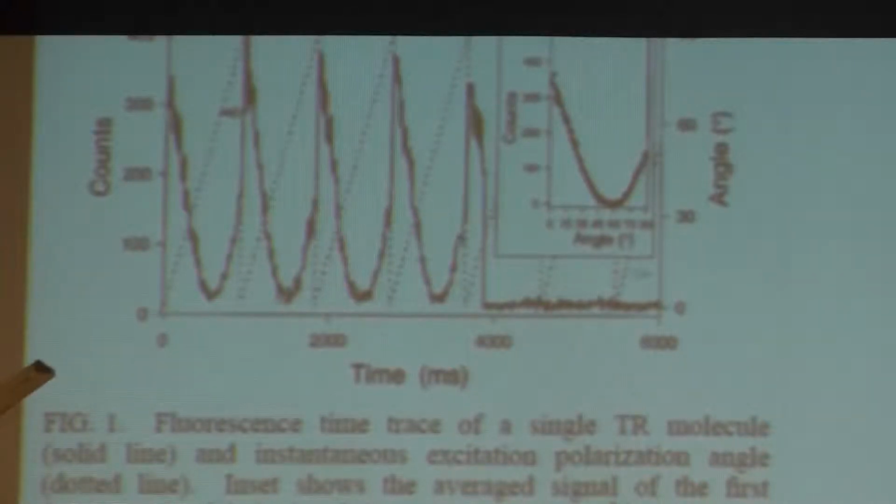Again, you would not be able to see this if you have randomly distributed molecules in an ensemble, because then they all point in random directions. Then you will just see a flat signal, right? Now, this can be used for real biological applications. Let me give you an example here.